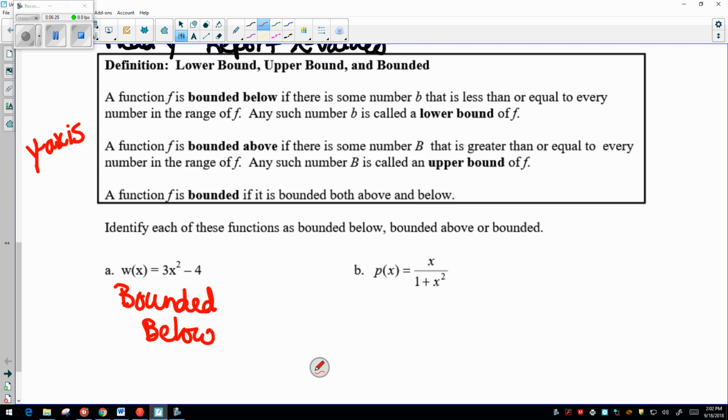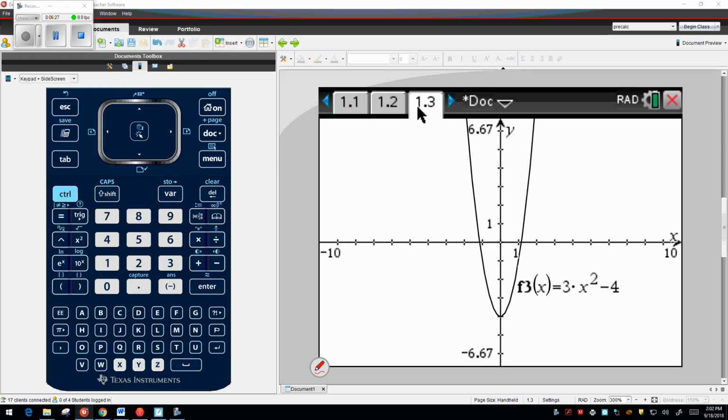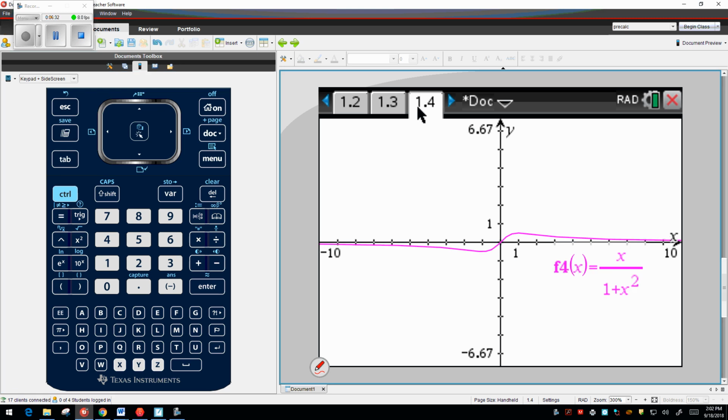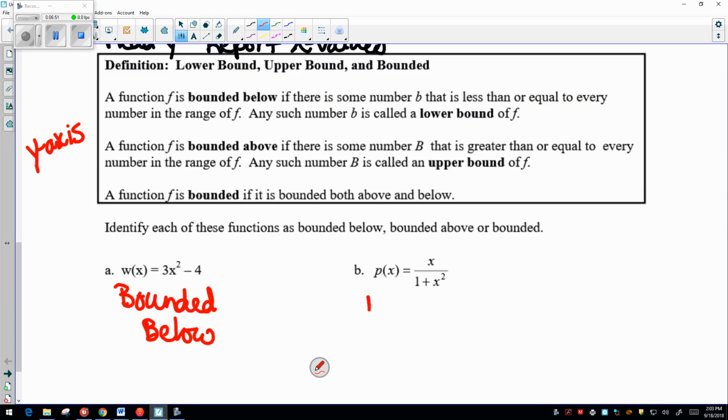In our second graph, we take a look at that one. Well, now we have something different, because now not only does it stop at the bottom, it's not going to go beyond that minimum value, but it's also not going to go up above the maximum value. So in this situation, not only is it bounded below, it's also bounded above. So you could answer this by saying bounded. If you wanted to state both below and above, also okay.